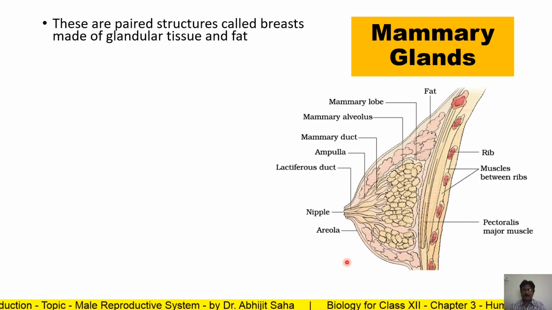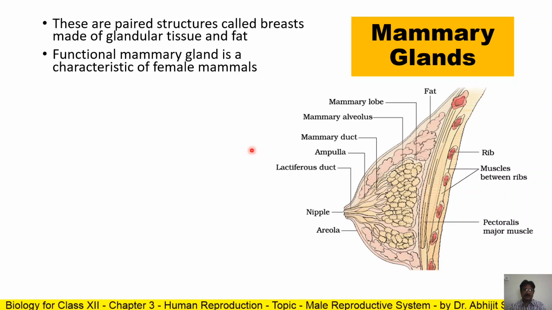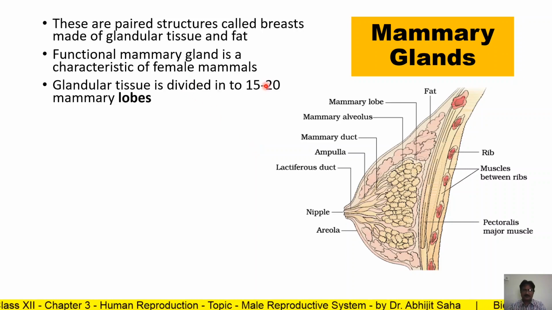Next comes the mammary glands. Mammary glands are characteristic of class Mammalia. These are paired structures commonly known as breasts and are made of glandular tissue and fat. You can see here these are all lined by fatty tissues. Functional mammary gland is a characteristic of female mammals. Each gland is divided into 15 to 20 mammary lobes.